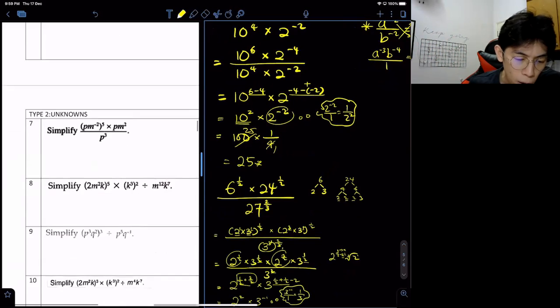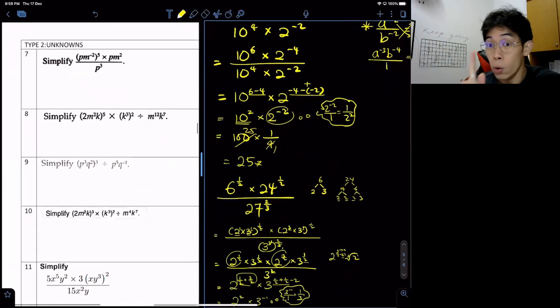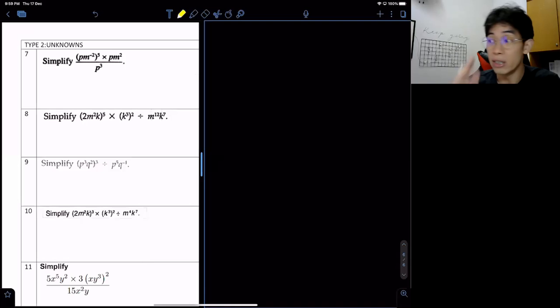So now I'm going to move to unknowns, type 2. Okay, type 2, the yellow color version questions.